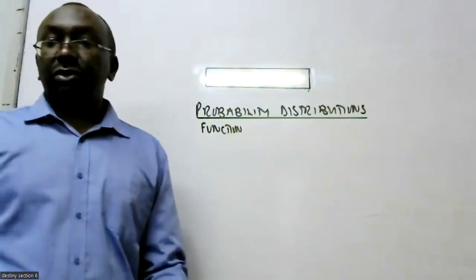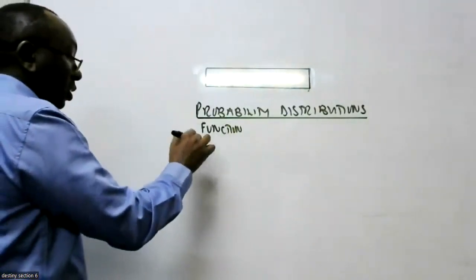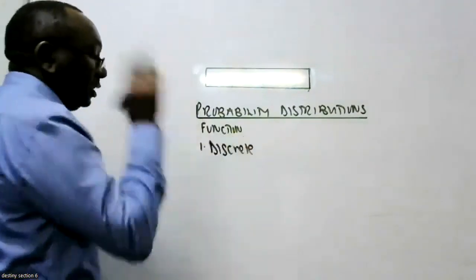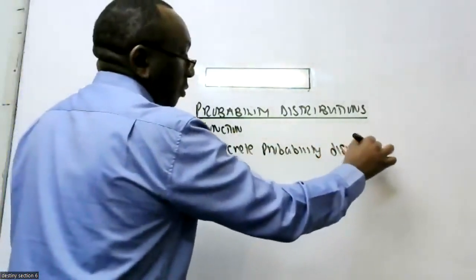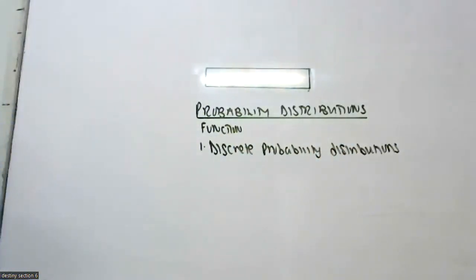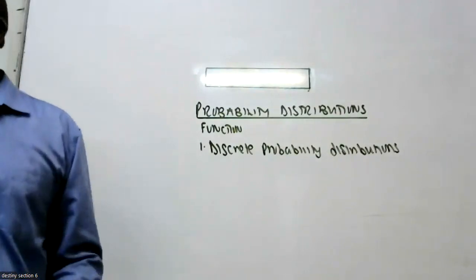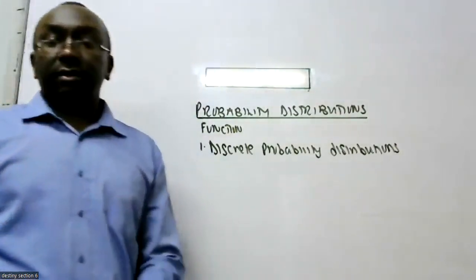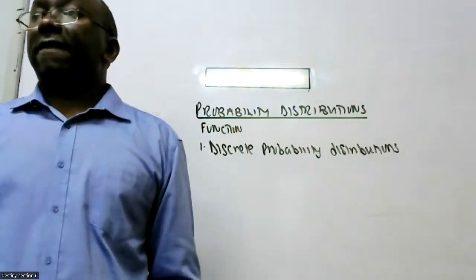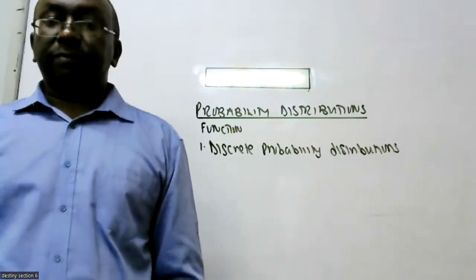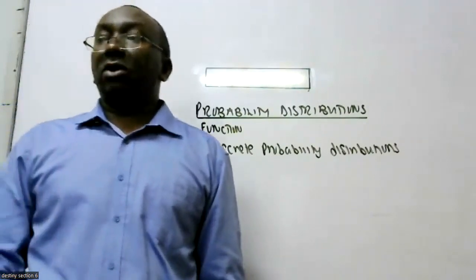They are broadly divided into two. One, discrete probability distributions. And we explain that these are used where the values of the experiment can only be expressed in whole numbers.